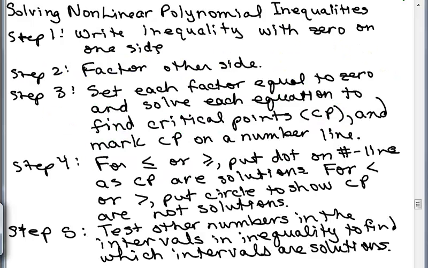And as a reminder, here are the steps that we could use to solve nonlinear polynomial inequalities. We write the inequality with a 0 on one side. We factor, set each factor equal to 0 to find the critical points. Mark those on the number line. If we have an equal sign under the greater or less than symbol, we'll put dots because those will be solutions. Otherwise, we'll put circles on those critical points. And then we'll test the other intervals to find other solutions.